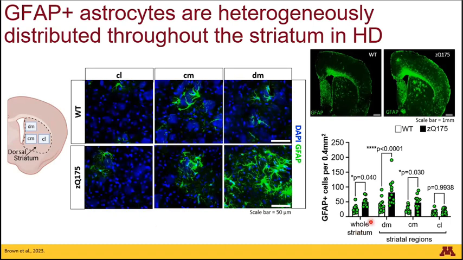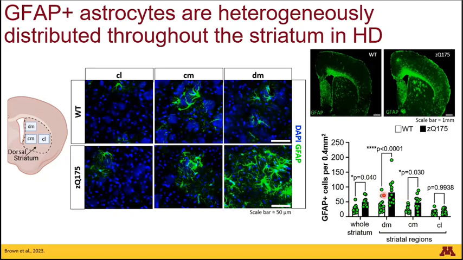Okay, let's start over here. I'll direct your attention to the whole striatum values first. As expected, there was a significant increase in GFAP-positive astrocyte density in the HD mice compared to wild type. But when you break it down into regions, it's actually only the dorsal medial and centromedial regions that are increased compared to wild type. And you can see it in these images here.